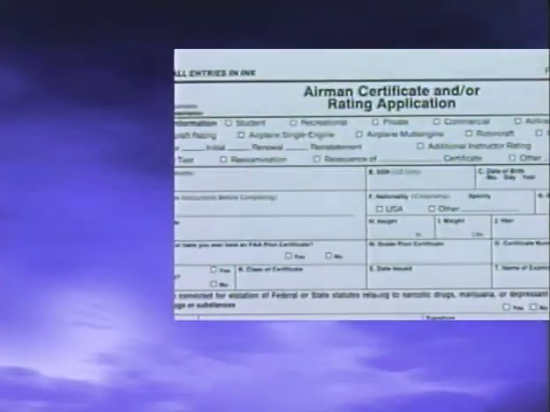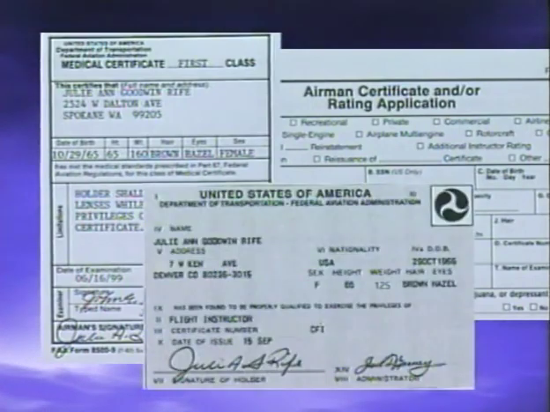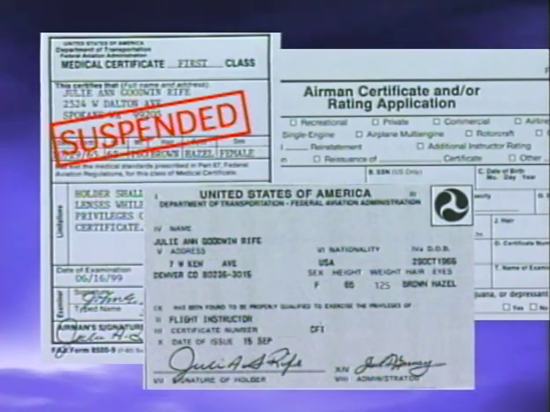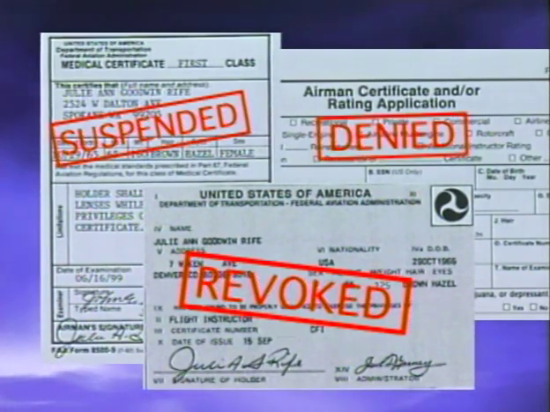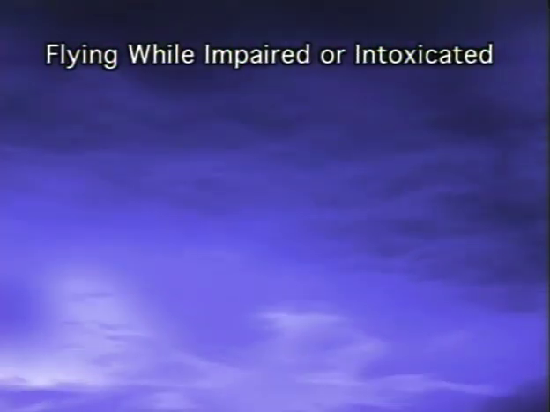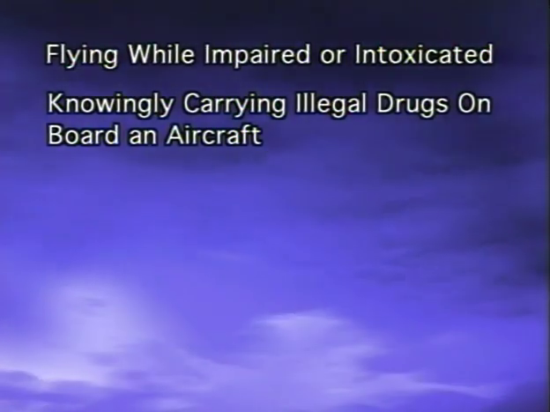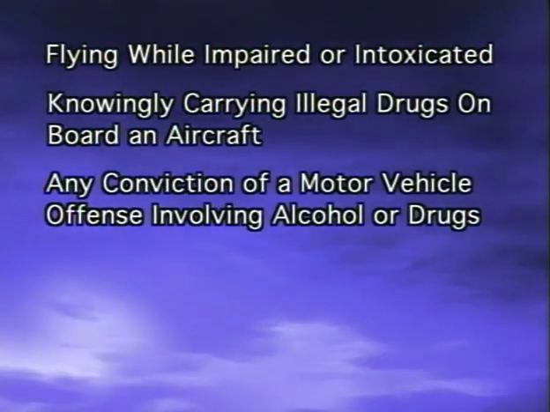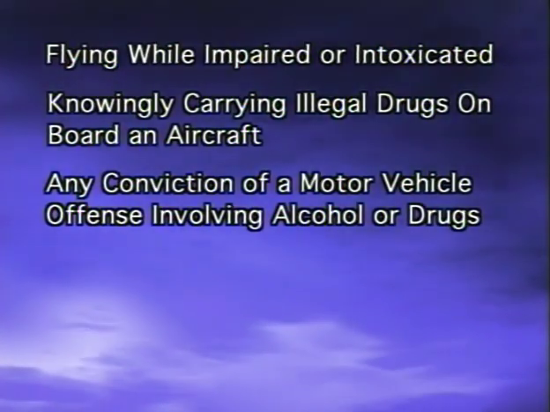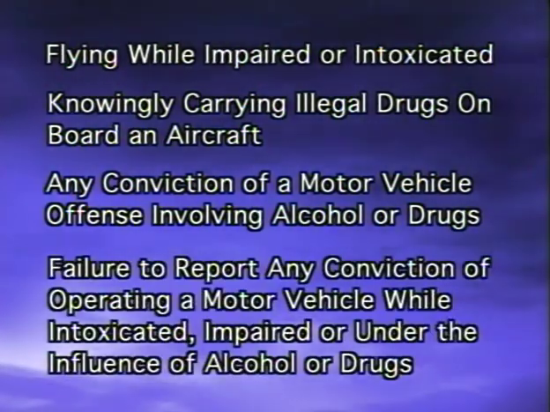Offenses involving alcohol and drugs can have serious consequences on your flying career and your flight privileges. All of the following can result in the suspension, revocation, or denial of any certificate, rating, or authorization, or the application thereof. Flying while impaired or intoxicated. Knowingly carrying illegal drugs on board an aircraft. Any conviction of a motor vehicle offense involving alcohol or drugs. Failure to report any conviction of operating a motor vehicle while intoxicated, impaired, or under the influence of alcohol or drugs.